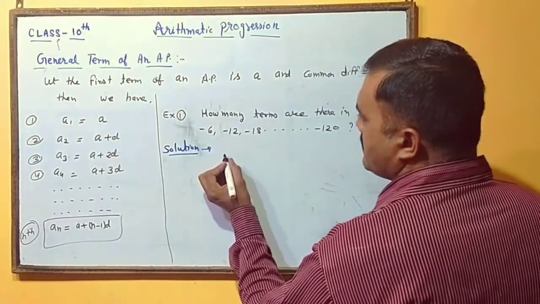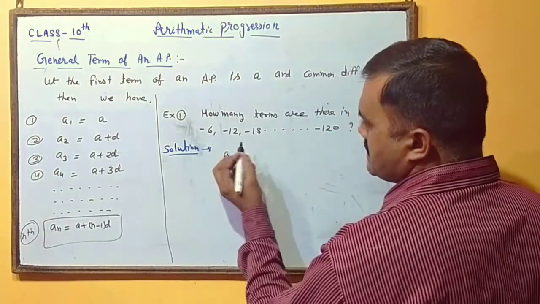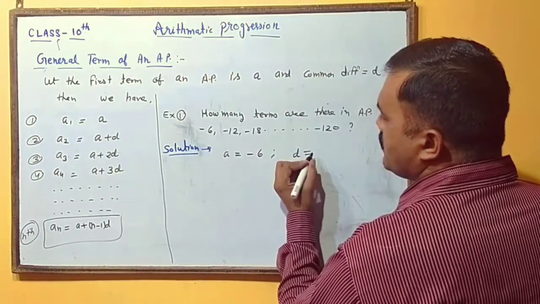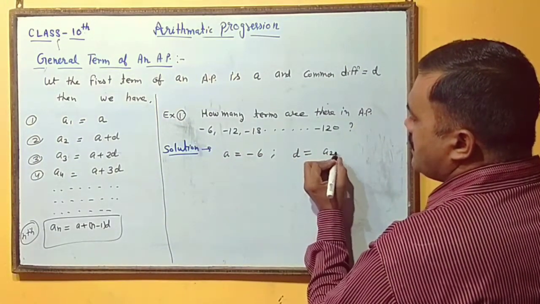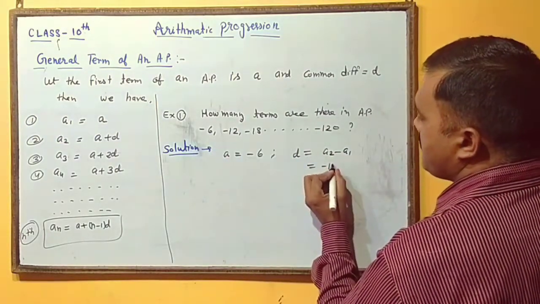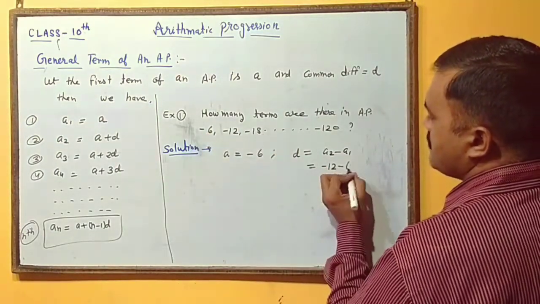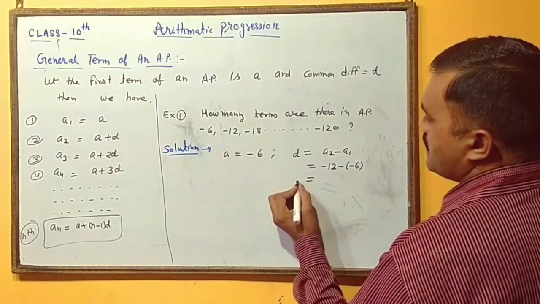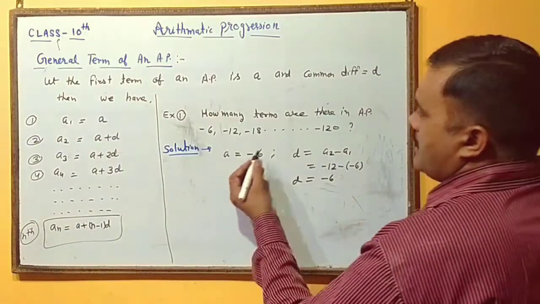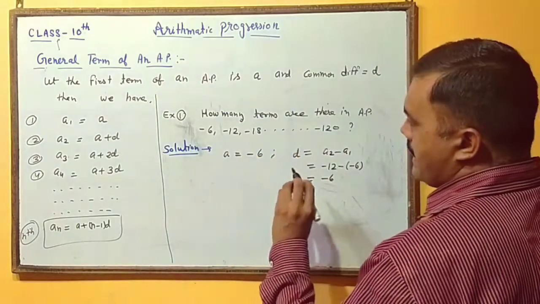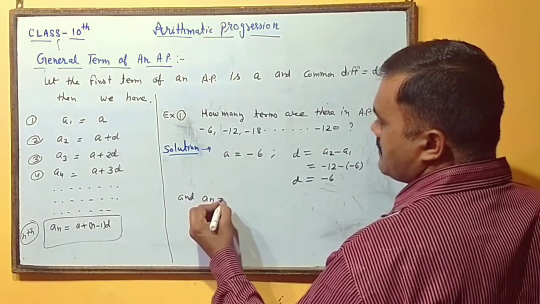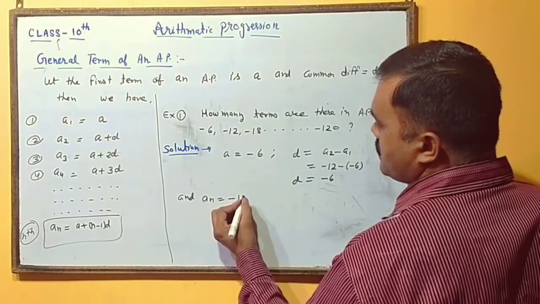So first we need the first term a. You can see it is minus 6. And what is the common difference d? You know very well d means a2 minus a1. So a2 is minus 12, minus the first term, minus 6. So d will be minus 6. And the last term is called an, and an is equal to minus 120.